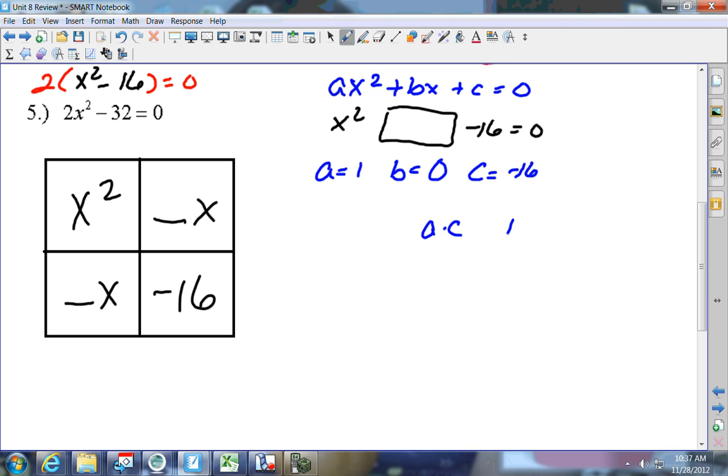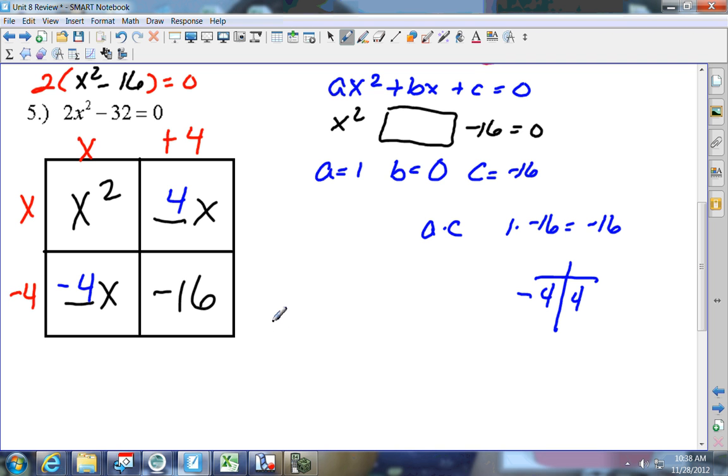A times c, 1 times negative 16 is negative 16. What are the factors of negative 16 that give you 0? Negative 4 and 4. Doesn't matter which box you put them in. x squared splits up as x and x. x times what is 4x? Plus 4. x times what is negative 4x? Negative 4. x minus 4 times x plus 4 equals 0.